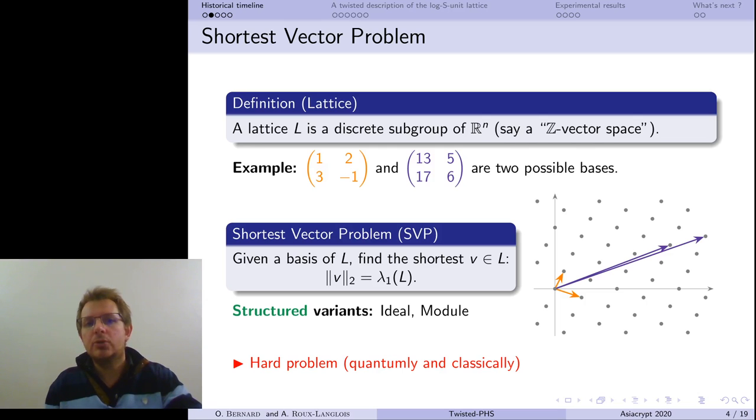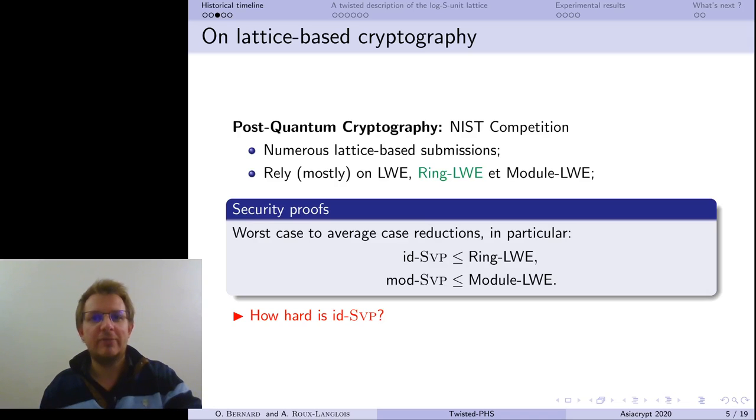You can also consider structured variants when your lattice is not any lattice anymore, but is restricted to a subclass of lattices like ideals in number fields. Of course, when you have hard problems, it's always tempting to use them for cryptography. And indeed, there were numerous lattice-based cryptosystems submitted to the NIST competition. And you have nice security proofs for these cryptosystems. For example, you have worst-case to average-case reductions that show that the underlying problem, like Ring-LWE, is at least as hard as ideal SVP.